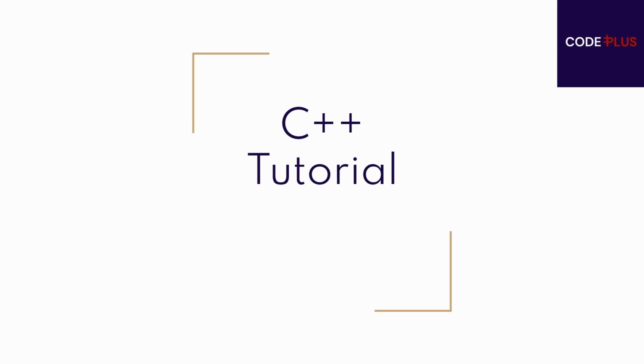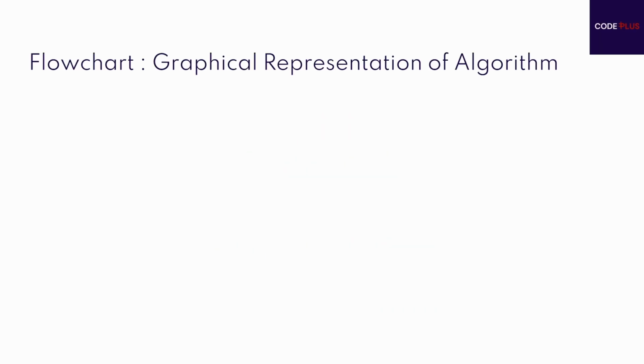This is the second session of the C++ tutorial and I'm here to explain the introduction of flowchart. So why flowchart? Because nowadays in every place, like companies, interviews and any other programming fields, people require flowcharts to make logic plans. And what is a flowchart? A flowchart is basically a graphical representation of an algorithm.